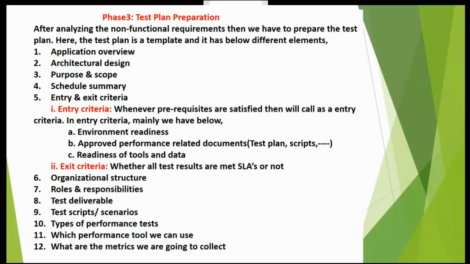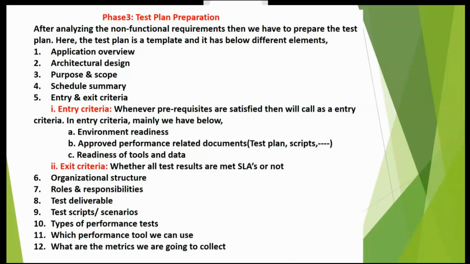The next element is entry and exit criteria. Here, entry criteria means whenever the prerequisites are satisfied, that we will call an entry criteria. Here the prerequisites are, the first one is environment readiness. Whether the environment is available or not for the performance testing. What type of environment are we using? Is it a shared environment or a dedicated environment for the performance team? That we have to check.